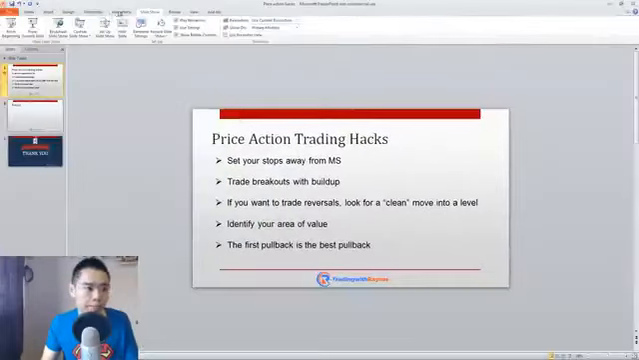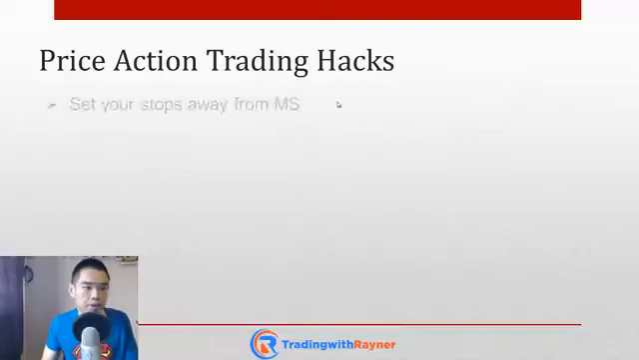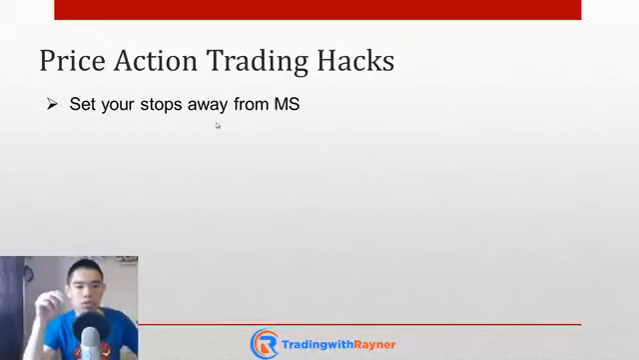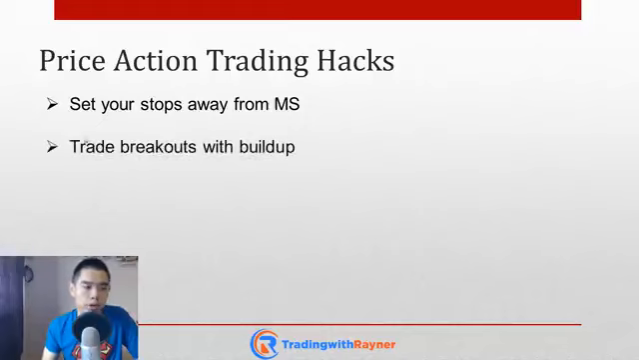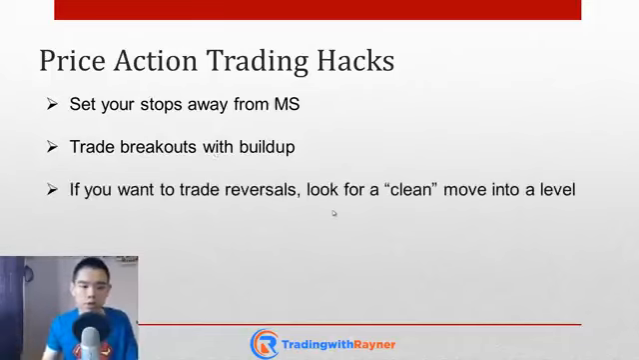So let's do a quick recap. First one, set your stop loss away from market structure. That is the first tip that I have for you. Because if you just set it below the lows or above the highs, it's very easy to get triggered. Second one you want to be doing is trade breakouts with a build up, the tight consolidation. This offers you a better risk to reward and a nearer place to set your stop loss. Number 3, if you want to trade reversals, look for a clean power move into a level, which is actually the opposite of point number 2.